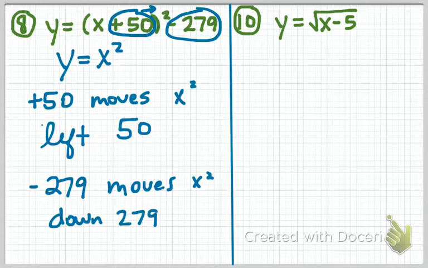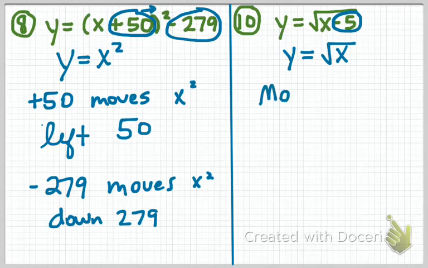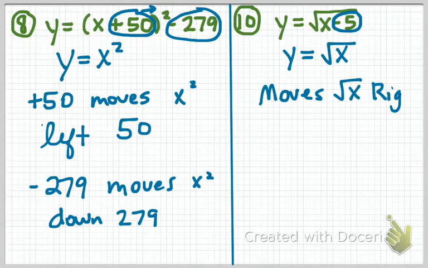Obviously, when we get to number 10, we are no longer comparing this equation to y equals x squared, because we don't see a y equals x squared, we see a square root. So we're going to compare this one to the parent graph of all square roots. So y equals the square root of x. Well, again, what's different? I see a minus 5, and it's inside. So the graph we have moves the square root of x. Remember, inside is backwards. Right 5.